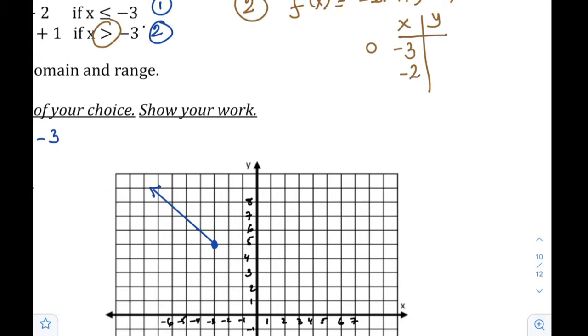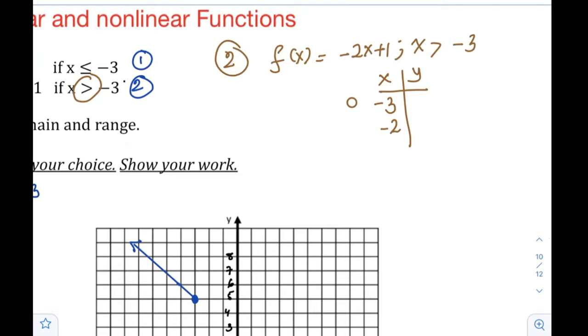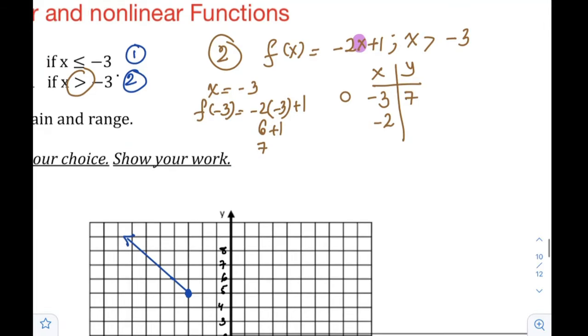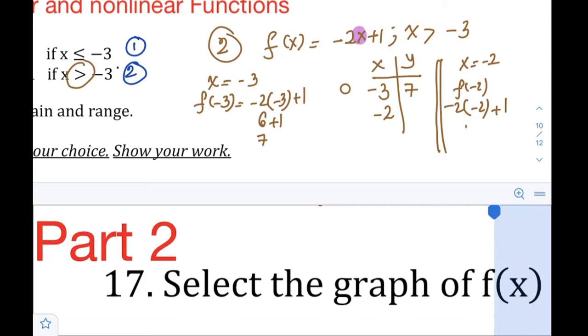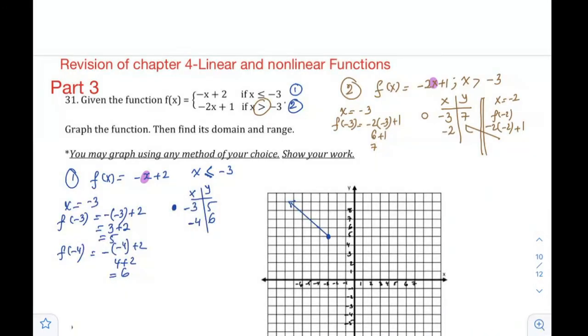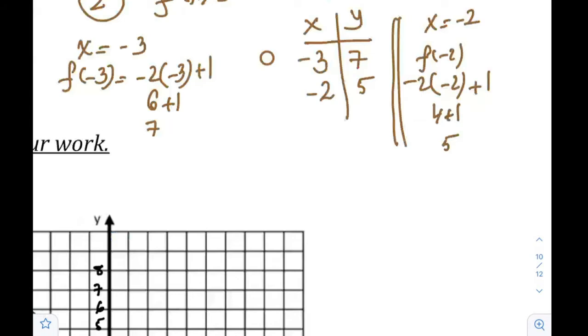Now this is the x that you are going to replace. So when x is minus 3, f of minus 3 is negative 2 times minus 3 plus 1. So 6 plus 1, which is 7. Now, when x is negative 2, then f of minus 2 is replacing the x with minus 2. So it is 4 plus 1, which is 5, and I'll put the 5 here.